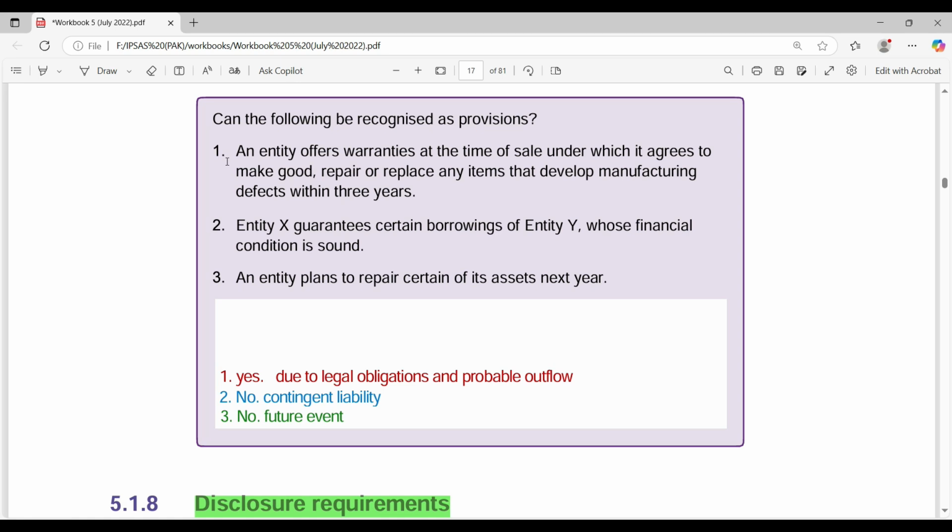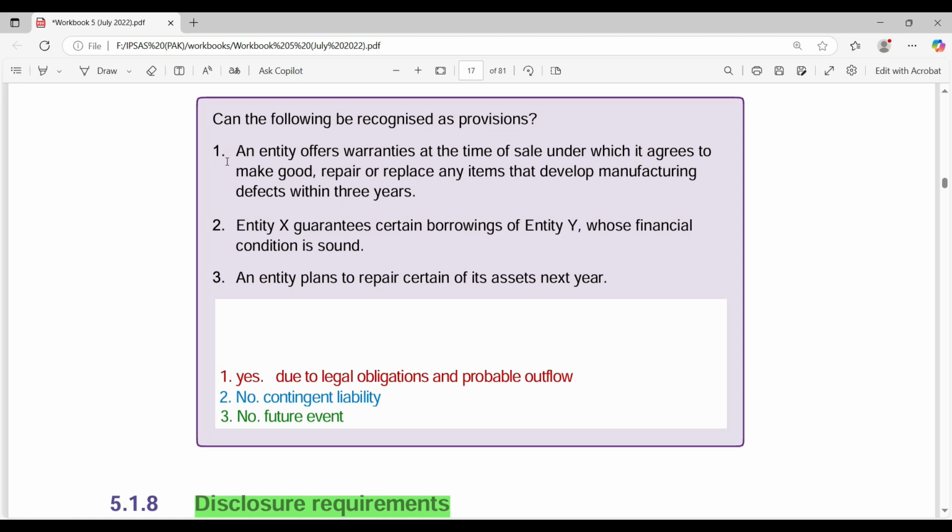Number two, entity X guarantees certain borrowing of entity Y whose financial condition is sound. Financial condition is sound means that at the current position there is little chance that you have to pay. It means that there is no provision in the statement of financial position, but against your guarantee you have to disclose a contingent liability in the notes, which should disclose that you gave a guarantee against borrowing of entity Y.